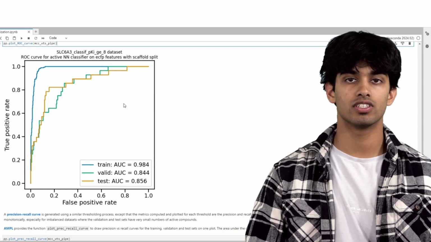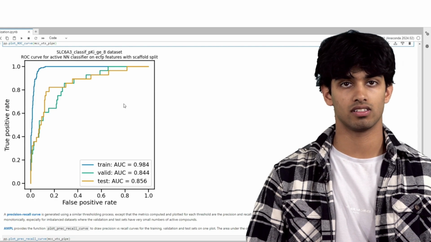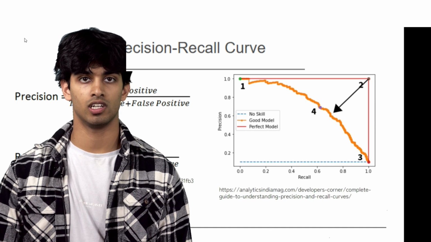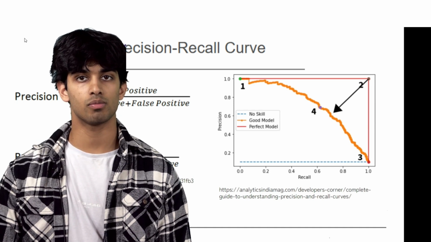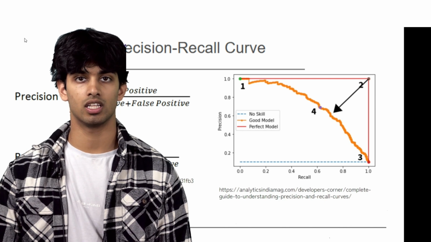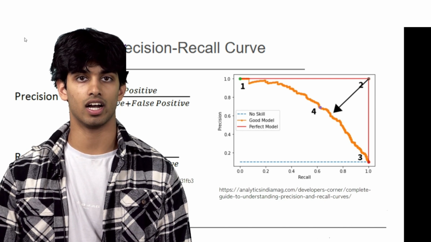Next, we'll look at precision recall curves. This curve is especially useful when you're working with imbalanced datasets. Here's an example of a generalized precision recall curve. As the recall is varied, a no-skill model will have 0 precision, and as the model goes closer to the top right, the precision increases and it will also have a very high recall.